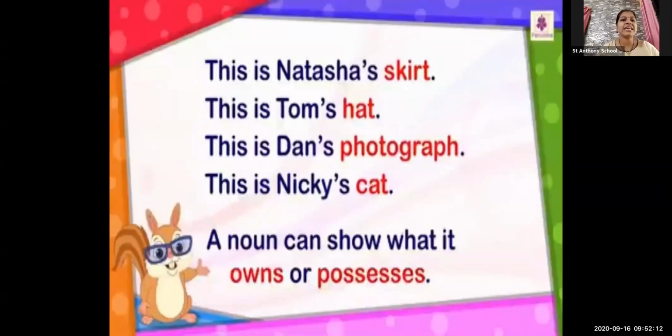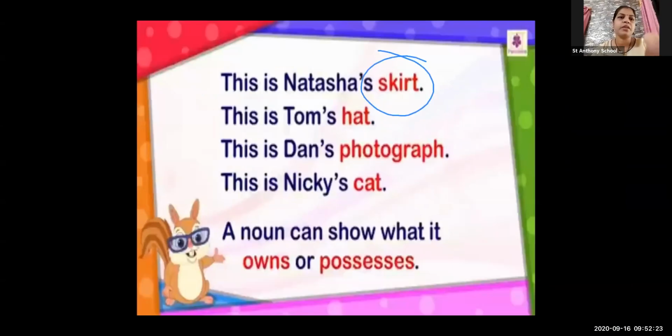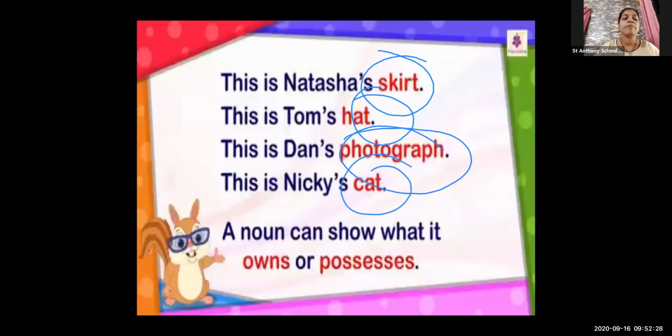Now, a noun can show what it owns or possesses. Why are these words in red? Because they show the ownership, whose it is. It gives the answer of whose. Whose skirt? It is Natasha's skirt. Whose hat? It is Tom's hat. Whose photograph? That is Dan's photograph. Whose cat was that? That's Nikki's cat. They show the owner. They belong to someone. These are all nouns.